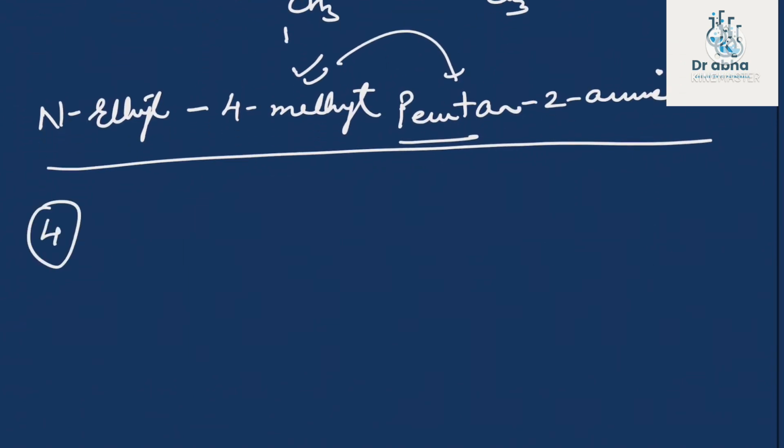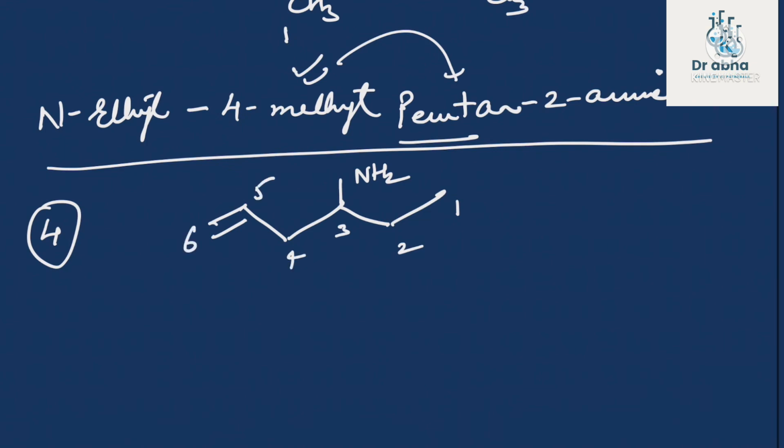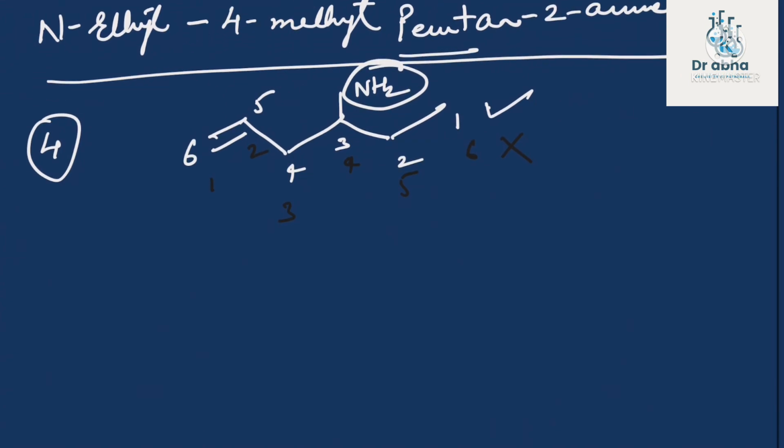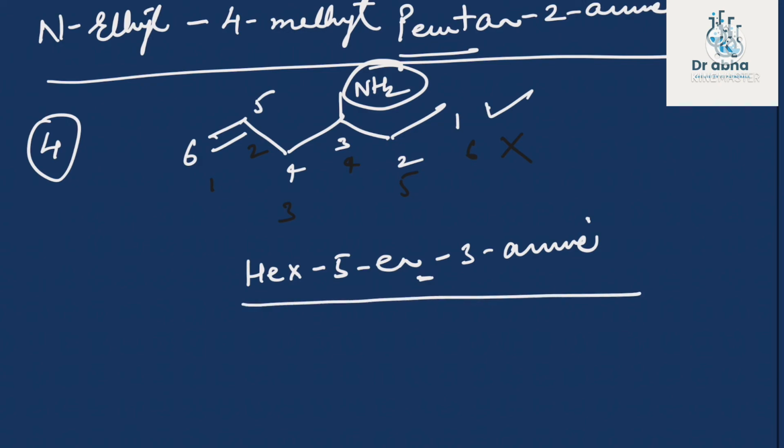Last example. Okay, so how will you do the counting? When you count from one side, you get this. When you count from the other side, you get this. You don't have to take the black counting, you have to take the white counting. Why? Because in the white counting, NH2, which is the main functional group, gets the lower position, right? So the name is going to be hex-5-en-3-amine. The E will be dropped. So this is hexane amine, hex-5-en-3-amine.